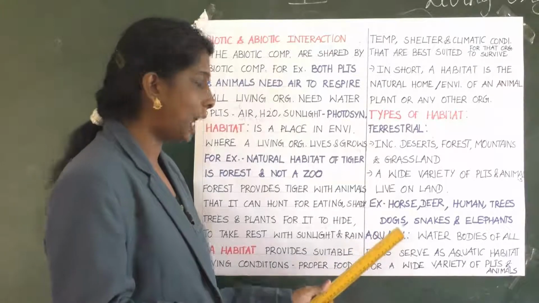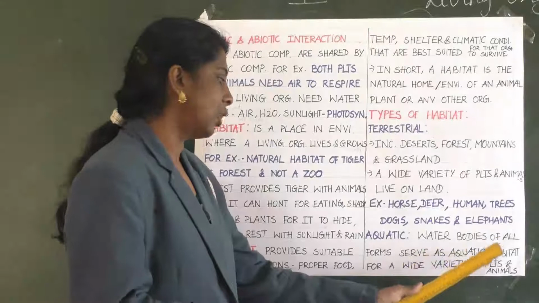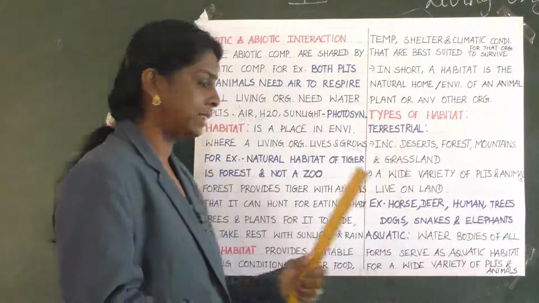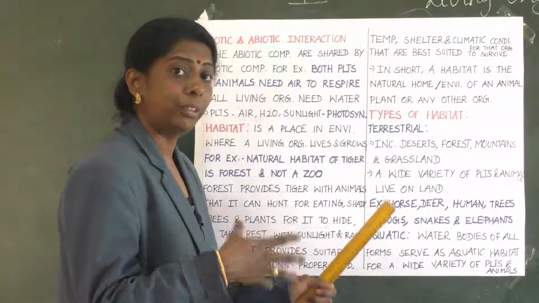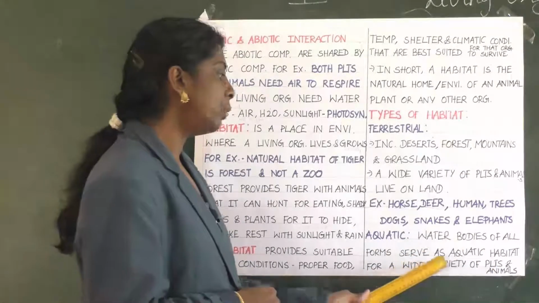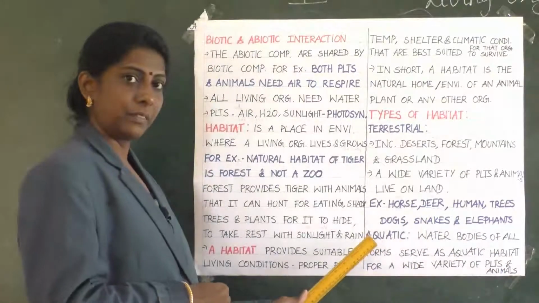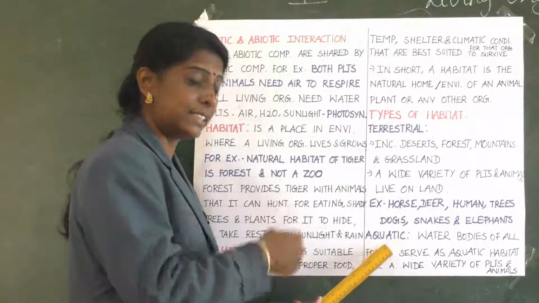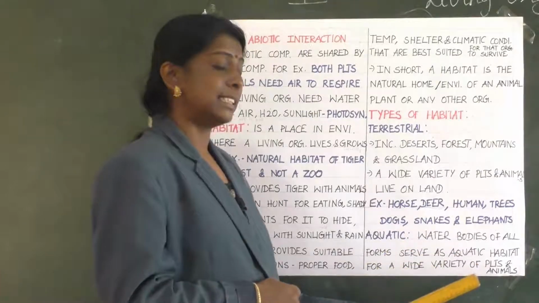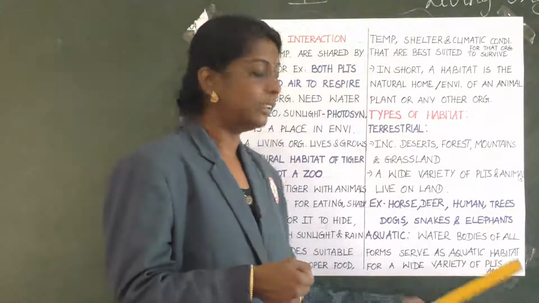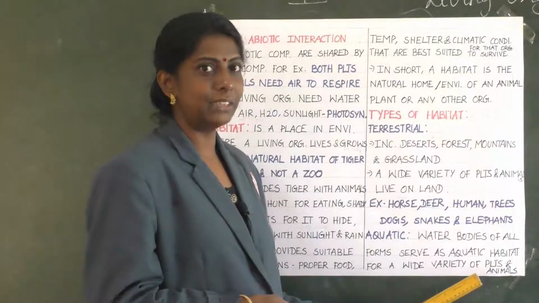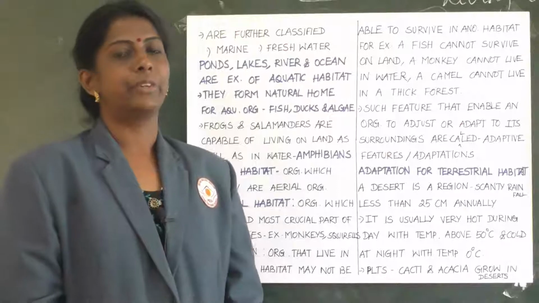Second type of habitat, that is aquatic habitat. What do you mean by aquatic habitat? Water bodies of all forms serve as aquatic habitat for a wide variety of plants and animals. It might be fresh water or sea water, that is saline water. Clear, children? Yes, children.